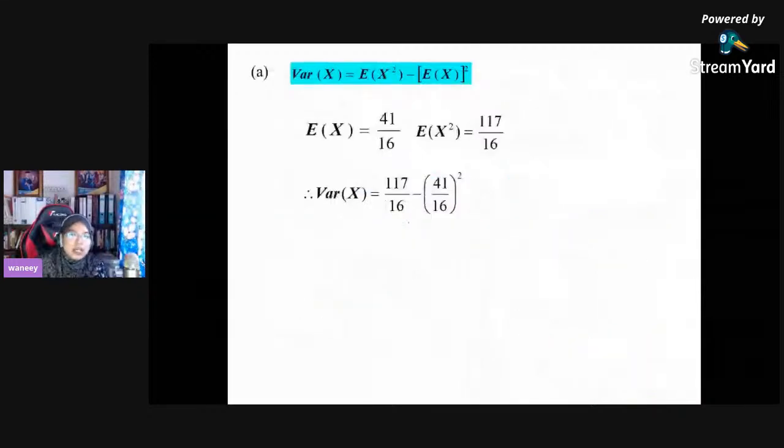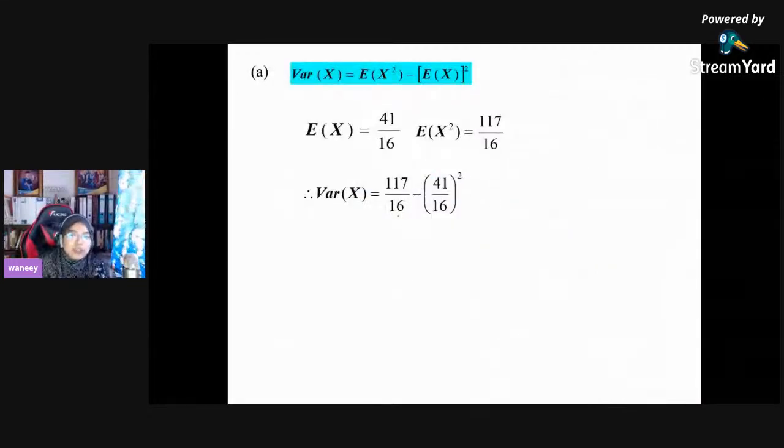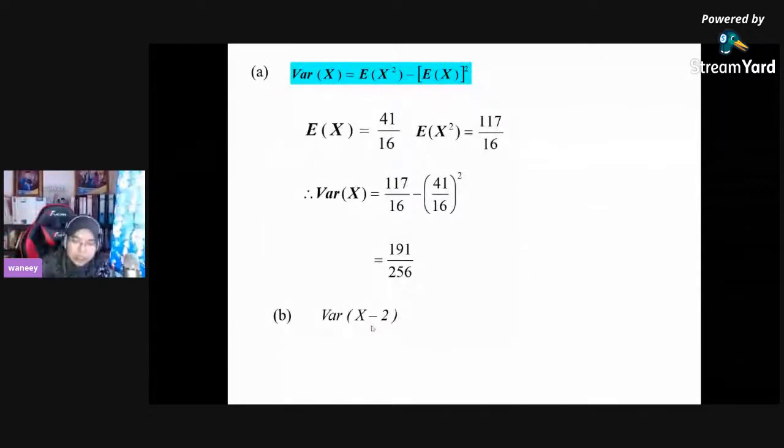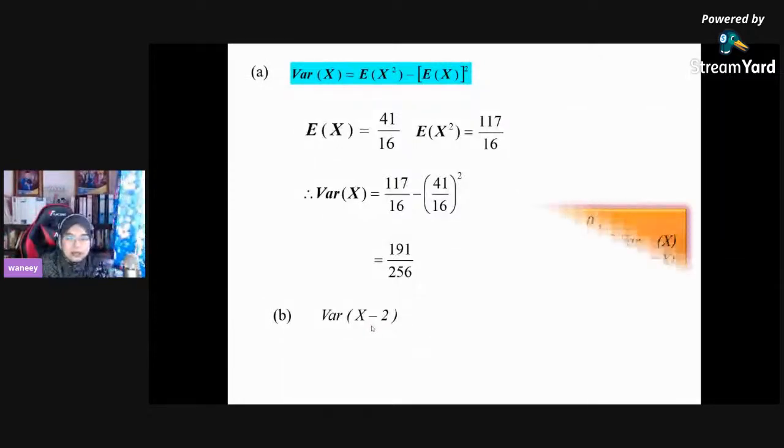Okay, so now the calculation: 117 over 16 minus 41 over 16 square. So the value is 191 over 256. So this is actually variance of X. And then you can use the properties to calculate B, C, and D. Okay, let us go to B. B, variance of X minus 2. Variance of X minus 2 is simply equal to variance of X.